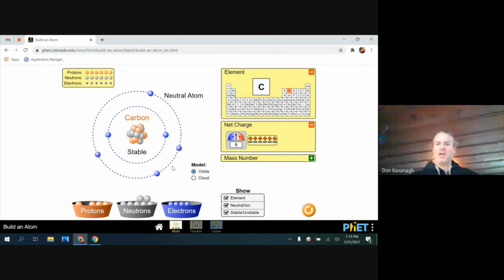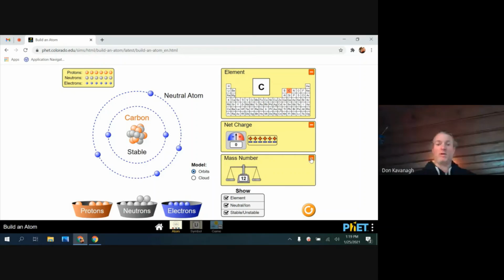I encourage you to play around with this. Oh, here's the mass number. The mass number is the sum of the protons and the neutrons. So if we remove a neutron, we see the mass number decreases by 1. We add that neutron back, mass number of 12. I hope this helps. Thank you.